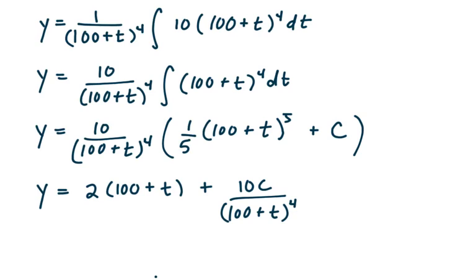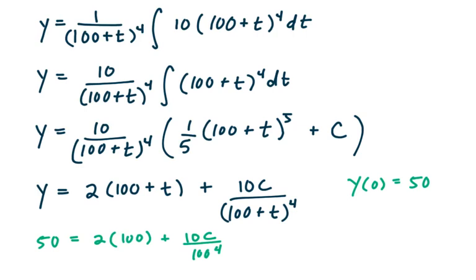And because we were given an initial value and we were told that we started initially at t equals 0 with 50 pounds of salt in the tank, we can determine exactly what C is. So I can come over here and say, for my initial value part of the problem, 50 equals 2, plug in 0 for t, I just get 100, plus 10C over, again, I would have 100 to the 4th. And we'll do a little bit of magic algebra and determine here that C equals negative 150 times 10 to the 7th.